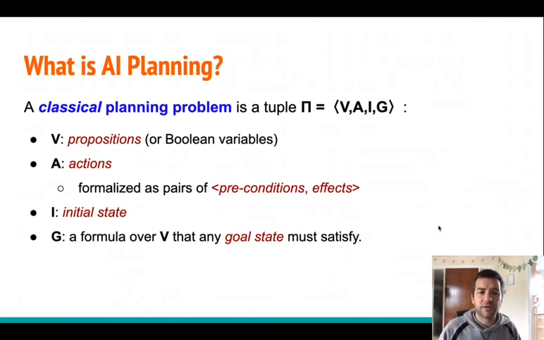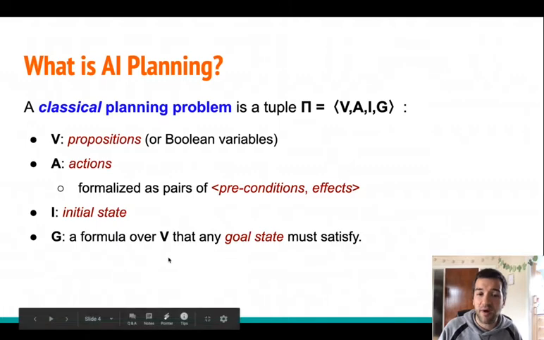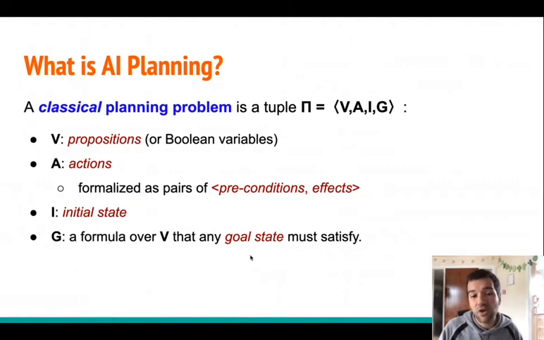But first of all, what is planning? We focus on classical planning, and a classical planning problem can be defined as a set of propositions or Boolean variables that define our state, a set of actions that are formalized as pairs of preconditions and effects, which mean what has to hold in the state to be able to execute that action and how that action changes the state. Then an initial state that says how our system starts, and the goal, which is nothing more than a formula over the set of variables that define the state that any goal state must satisfy.